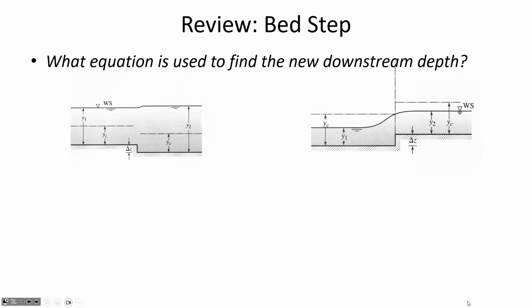So just to review, if you've got a step down, which you do on one of the homework problems, then the energy at 2 is the energy at 1 plus delta Z. So that's saying that some energy has been gained as the water's flowing downstream. So there's going to be more energy at 2 than there was at 1 in the case of a step down. In the case of a step up, there will be less energy at 2 than there was at 1 because of the step.